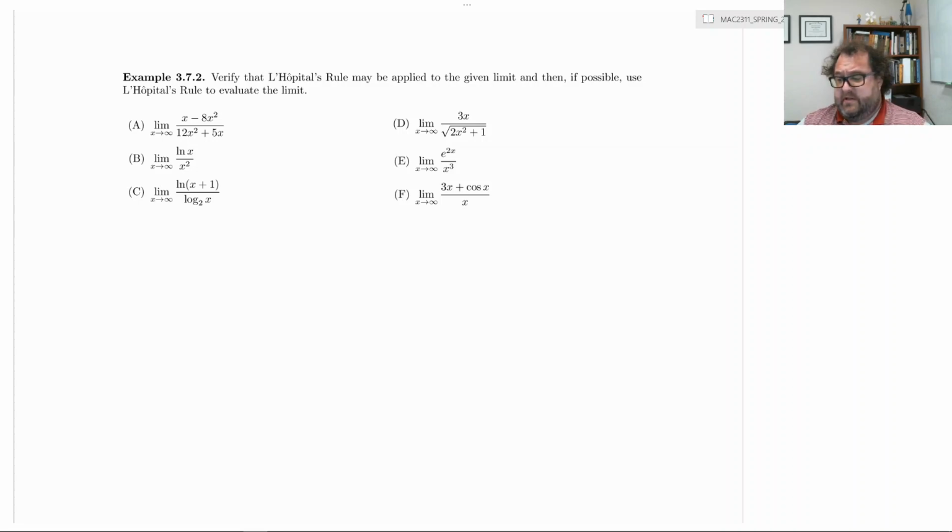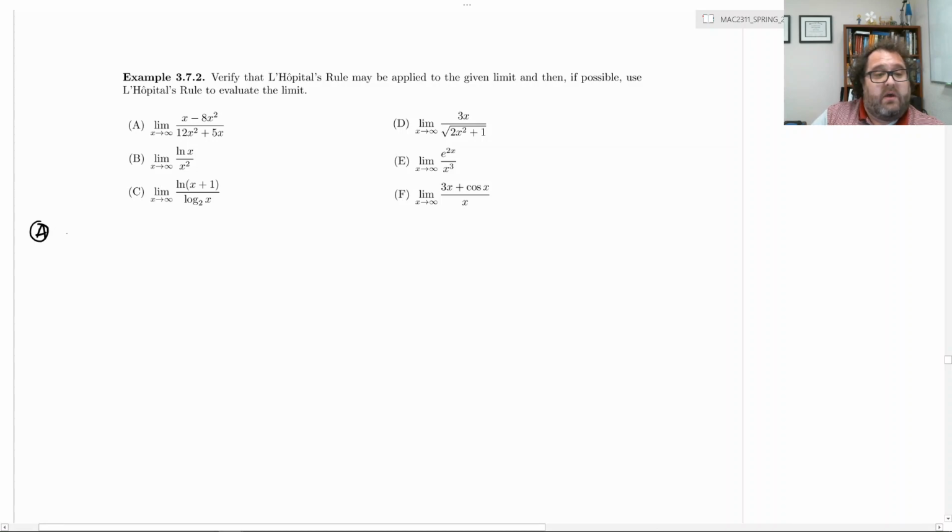So 6 examples here. Let's just hop right in and see what happens. Remember, we have to double check before we apply L'Hopital's rule to make sure that the function is in the correct form. It has to be a certain type of indeterminate form. And also remember, notice all these are quotients. L'Hopital's rule only works for quotients, or perhaps functions that can be rewritten in quotient form.